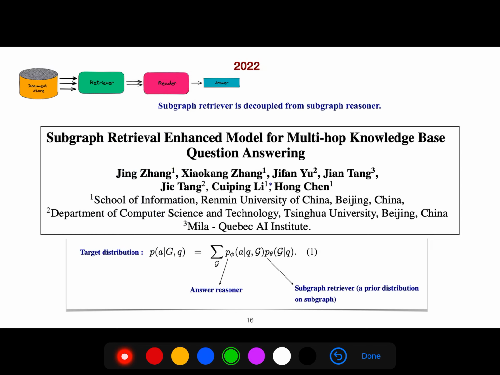Another article is subgraph retrieval enhancement. Because our graph is too big, when we have a question, we can just pay attention to parts of it, because we don't need all of these billions of entities and billions of relations. We just need to pay attention to what we need. So this is a technique to create a subgraph in this retrieve block. And this is the target probability: what is the probability of the answer given this graph? But our subgraph, you sum over subgraphs.